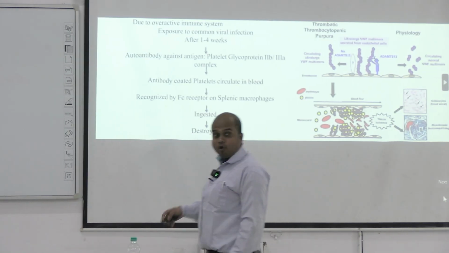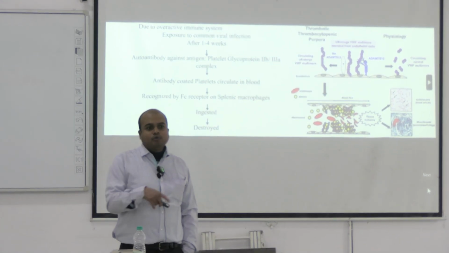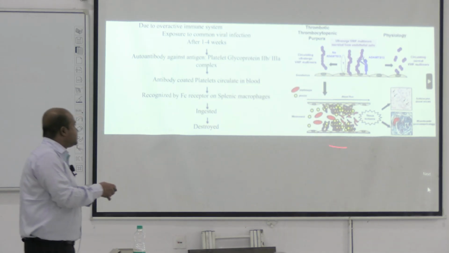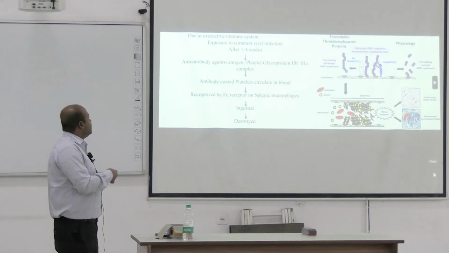This is in case of thrombotic, it causes thrombosis. ADAMTS13, these multimers along with platelets and RBCs are again trapped in the thrombus. This is thrombotic thrombocytopenic purpura, platelets are not being able to act.